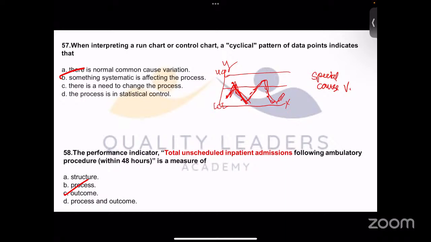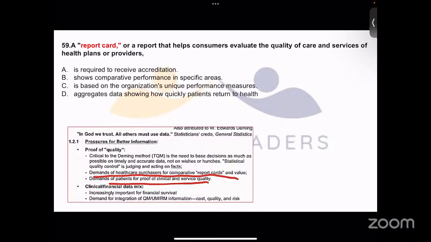Number 59, a report card or a report that helps consumers evaluate the quality of care and services of health plans or providers. A, is required to receive accreditation. B, shows comparative performance in specific areas. C, is based on the organization's unique performance measures. D, aggregates data showing how quickly patients return to health.